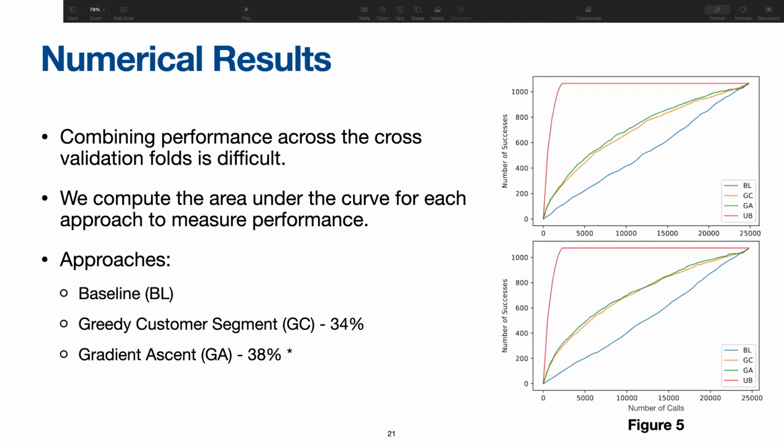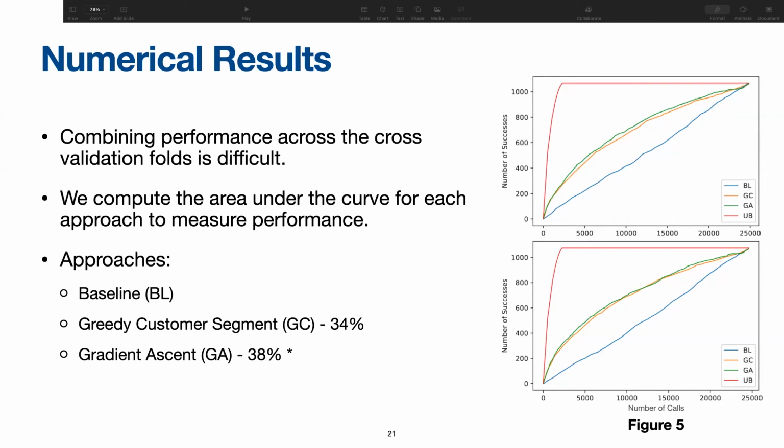Right, so to go on to the performance we achieved. Combining performance across the different cross-validation folds was difficult because in some cases we had a different number of calls and successes for each fold. So we decided to compute the area under the curve for each approach to measure the performance. We essentially have 3 approaches that we want to compare. The first approach is the baseline approach, and this is essentially calling all customers in our test set randomly, and noting the successes and calls as we execute the calls.